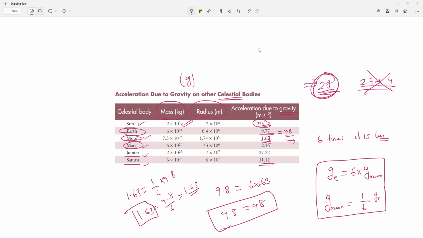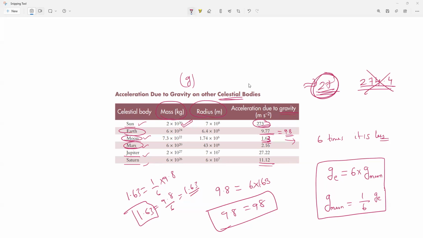Kavya? Yes, sir. So gravity of Earth is how many times heavier than the moon? Everybody? How many times heavier than the moon? Arasini, Sangamitrai? That is 6 times heavier than the moon.